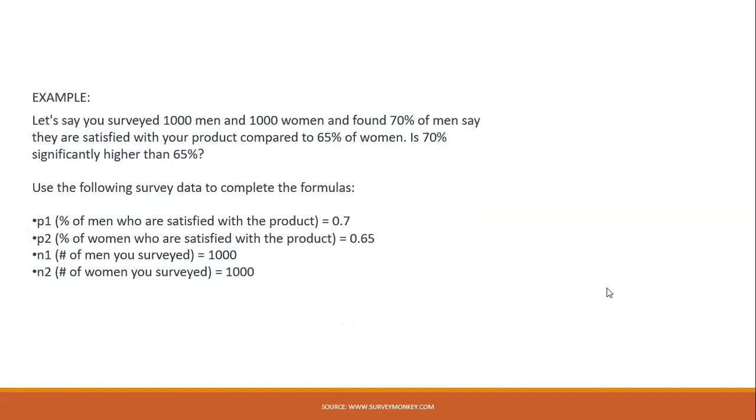So we can use the following survey data to complete the formulas. P1 is the percent of men who are satisfied with the product, so that's 0.7. P2, the percent of women who are satisfied with the product, that's 0.65. N1, the number of men you surveyed, which is 1,000. N2, the number of women you surveyed, which is again 1,000.